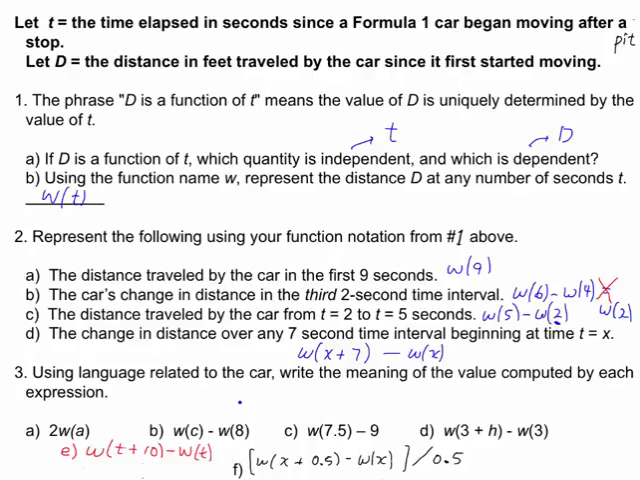Request? Dying to see what? Okay, so I heard A. W of A would be the distance traveled after A seconds, and if you multiply it by 2, it'd be twice the distance that the car traveled in the first A seconds. Twice the distance the car traveled in the first A seconds would be that one.